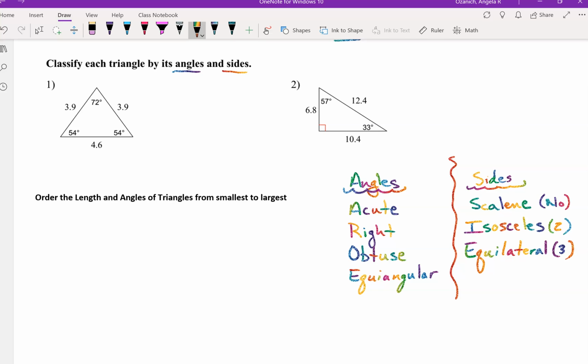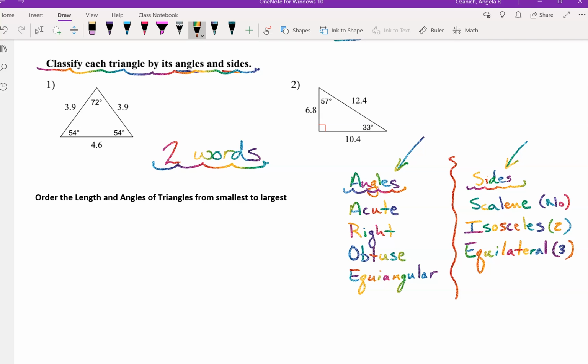Okay? So when you are working on classifying by angles and sides, make sure you pick 2 words. You're going to pick 2 words to classify, and one of those words is taken from the angles and what's true about the angles, and one is taken from what is true about the sides. Okay. Whew, we're making it through this.